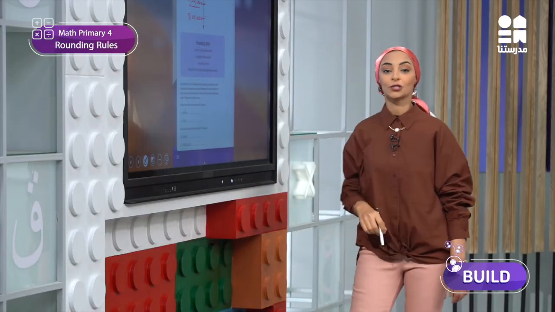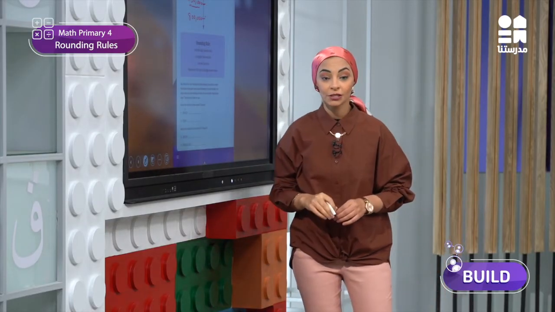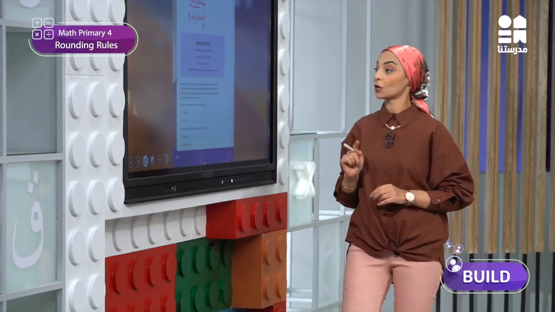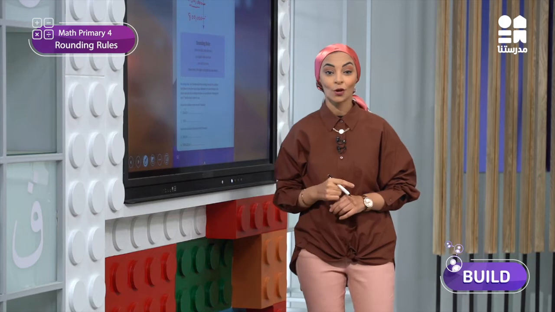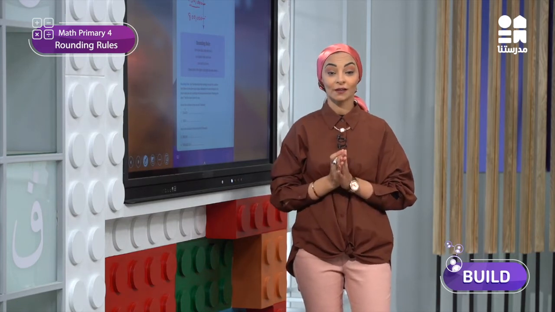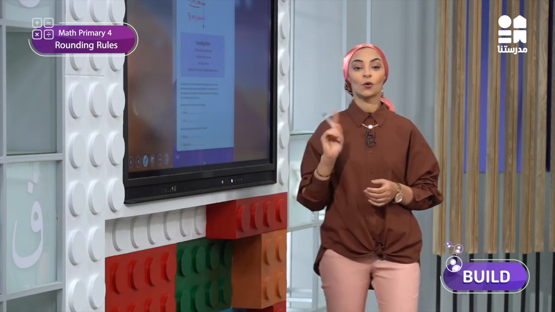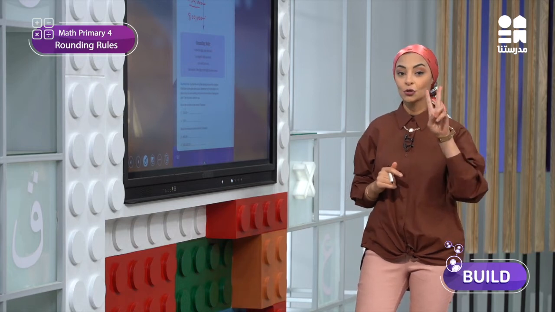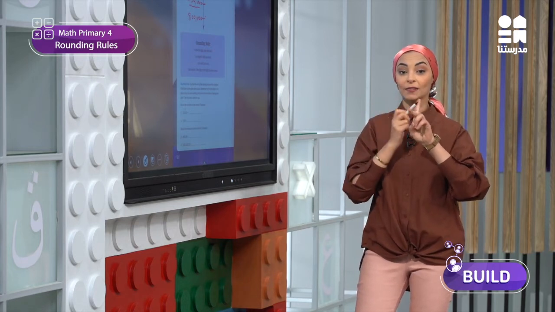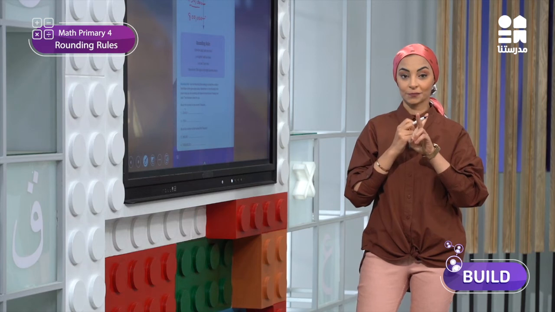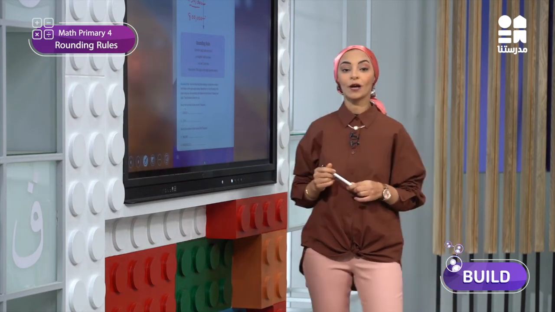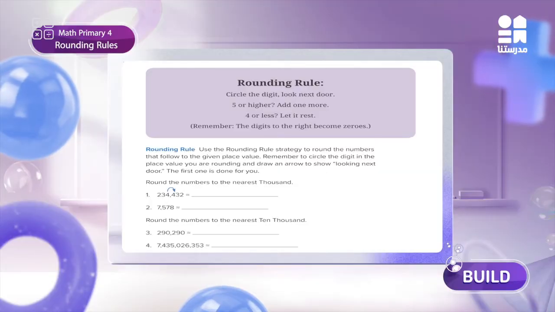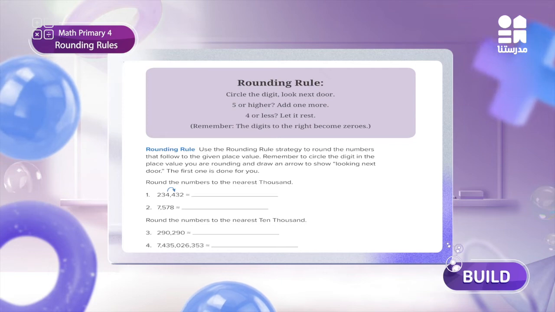Now we have learned to use the midpoint strategy in rounding. But is this the only method we have? No, I have another method, which is called rounding. So we now have two methods: the midpoint and the rounding strategy. You can find this rule and these steps on page 52 in your book. As you see here, these are the rounding rules.